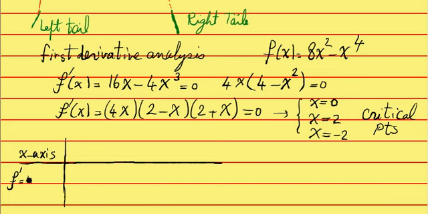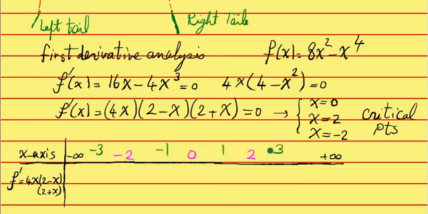So here it was 4x times 2 minus x times 2 plus x. That was my f prime. My critical points are minus 2, 0, and 2. So my domain is the entire set of numbers. I go ahead and pick some test points. Here are some test points like minus 3, minus 1, 1, 3. So the green ones are test points.